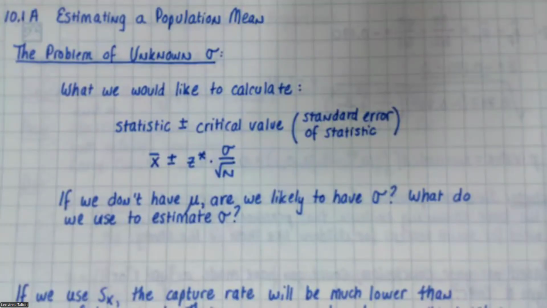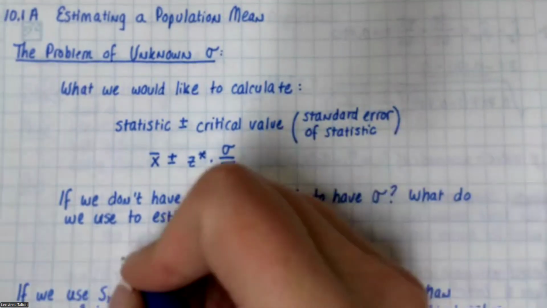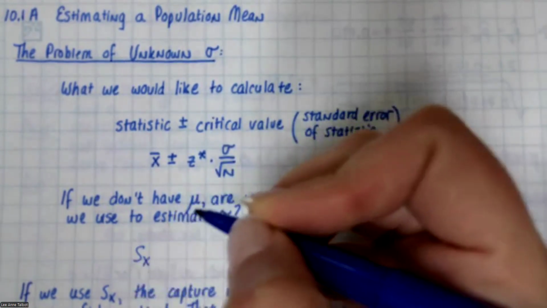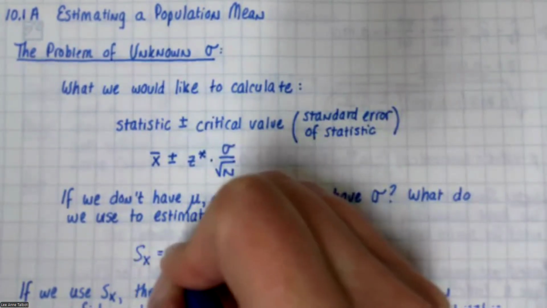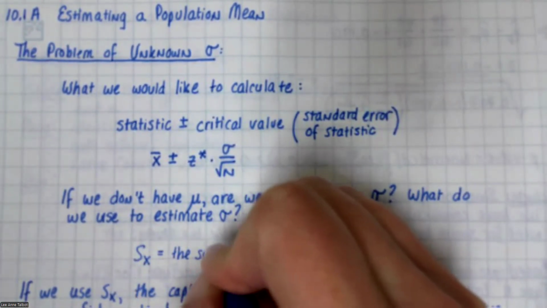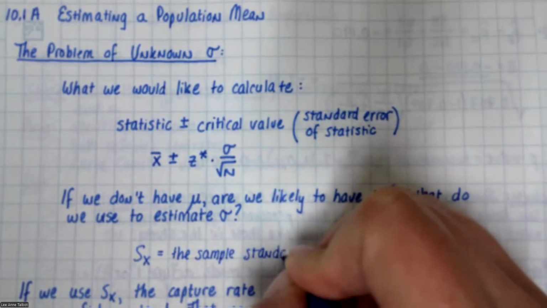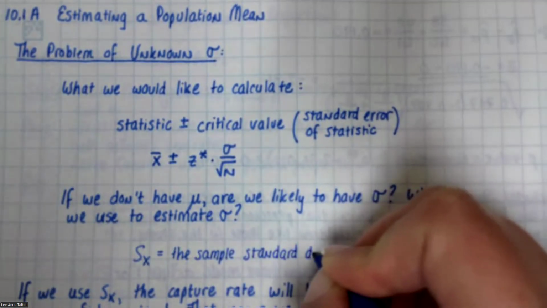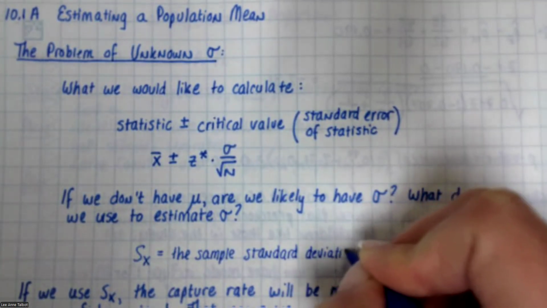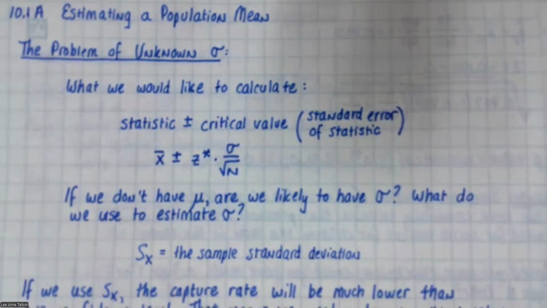S sub X. Okay. And it's very simple when you're thinking about it, but it's important to make the note. Okay, what do we use to estimate sigma? S sub X equals the sample standard deviation.